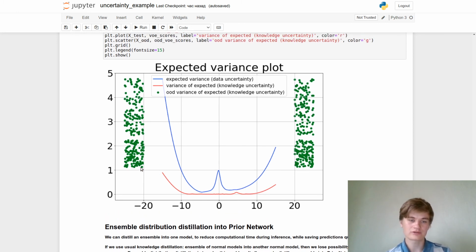And for predictions in our out-of-domain data, we can see that knowledge uncertainty is quite high, much higher than in domain, and thus we can trustfully classify out-of-domain data in this simple case.